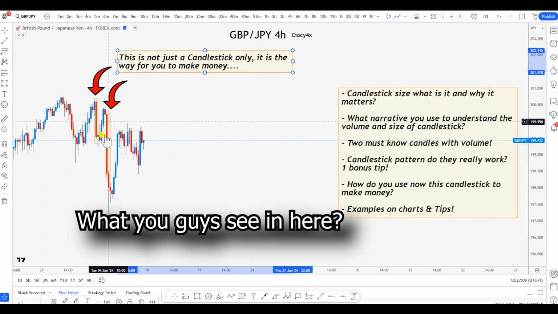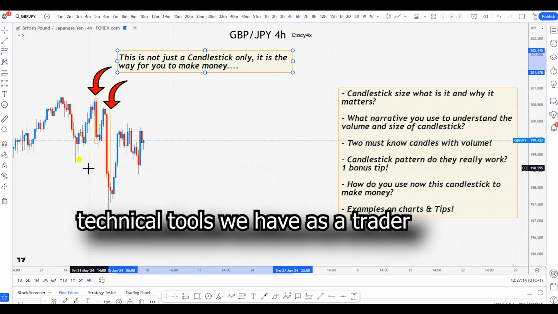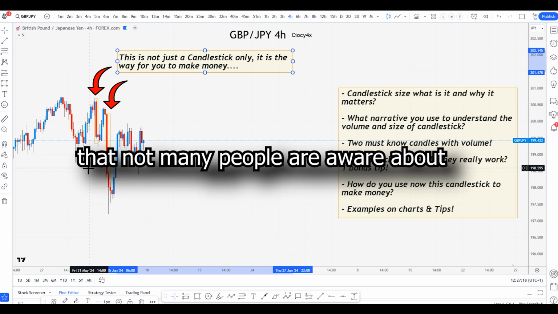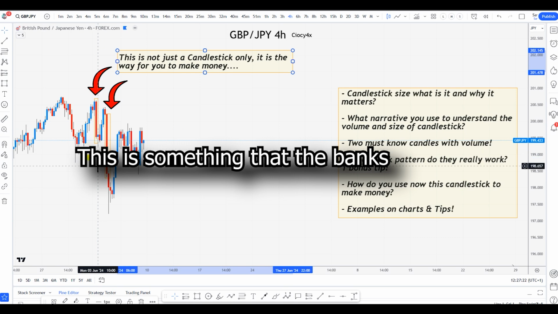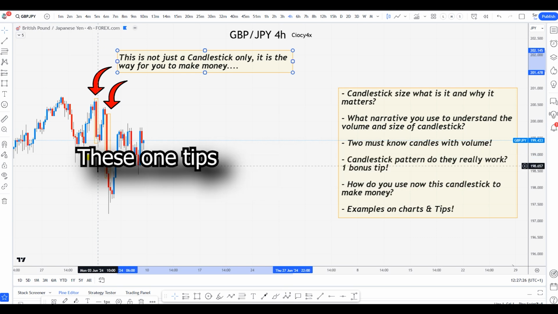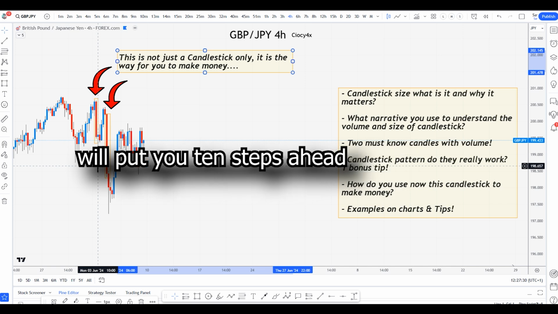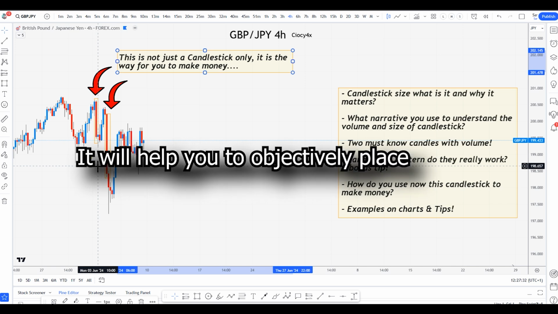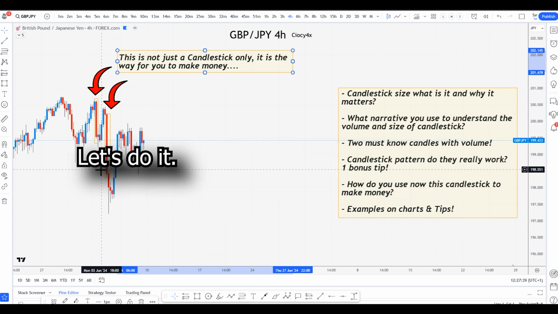What you guys see in here is not a candlestick only. It is one of the most powerful technical tools we have as a trader that not many people are aware about or don't even know how to use. This is something that the banks and institutions can't hide from you at all. This one tip that I'm going to give you today will put you 10 steps ahead of any other traders. It will help you to objectively place a trade following the right narrative in the market. Let's do it.